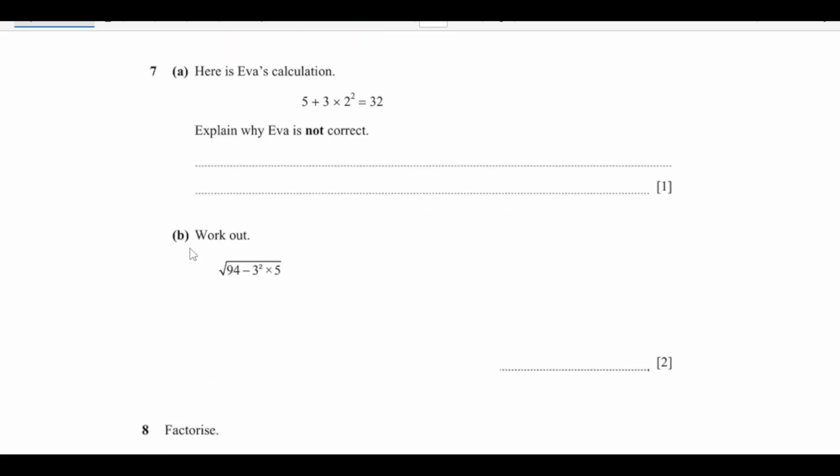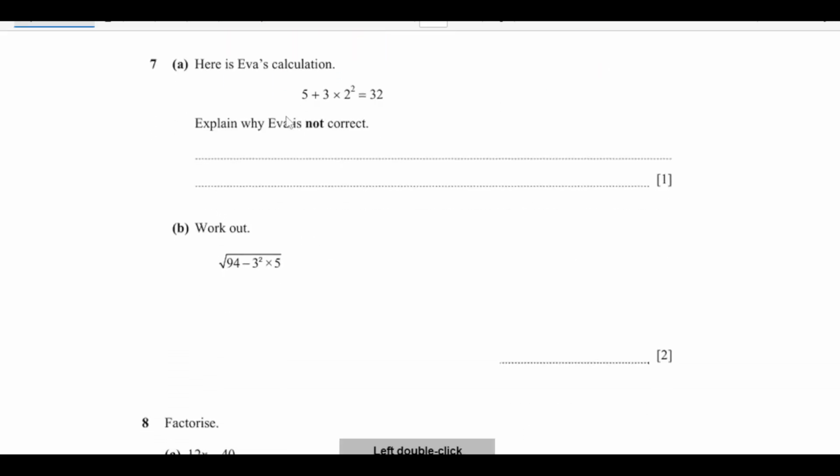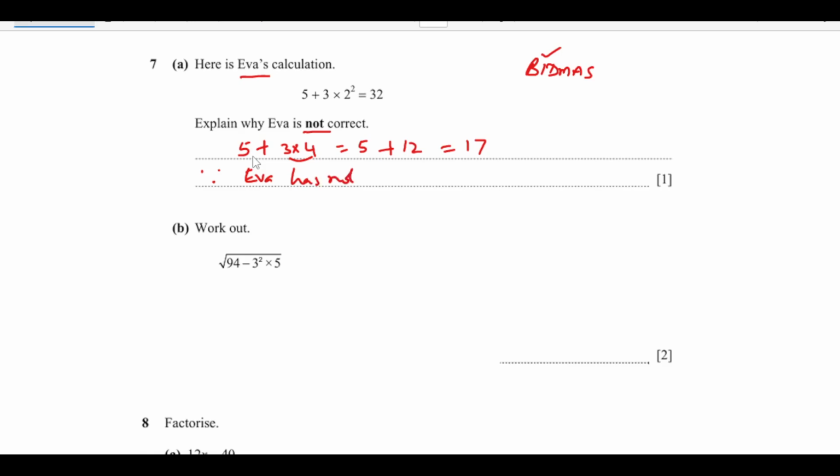Okay. Now next question we have here is Eva's calculations. Explain why Eva is not correct. We need to use BIDMAS, right? We don't have brackets, we have indices. First of all, we are going to solve the indices. So it is 5 plus 3 times 4, right? So then 5 plus 12, so 17. So why is she wrong? Because Eva has not used the BIDMAS rule.